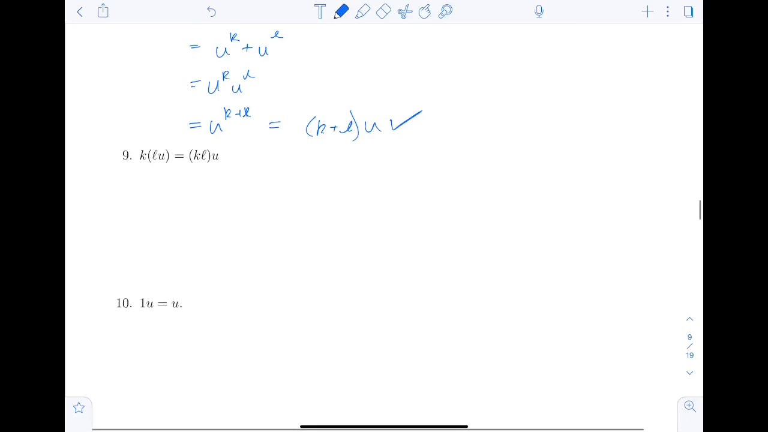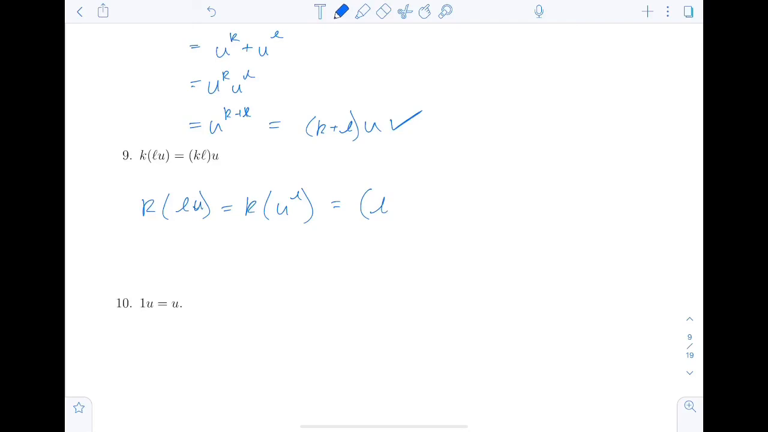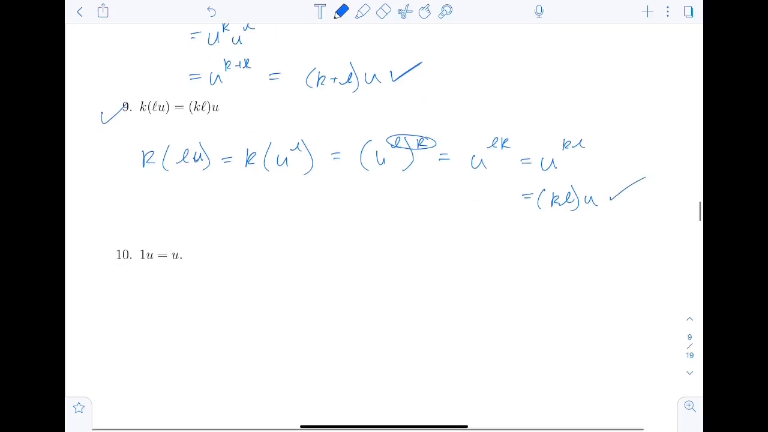Number 9, k times l u is k times u to the l, which is u to the l to the k. Now I know what I can do with these is multiply those, so that's u to the lk. Oh, I see, I need them in a different order. That's fine. So that's u to the kl, which is kl u. Check, number 9. And number 10, let's see, 1 times u is u to the 1, which is u. All right, number 10, check.